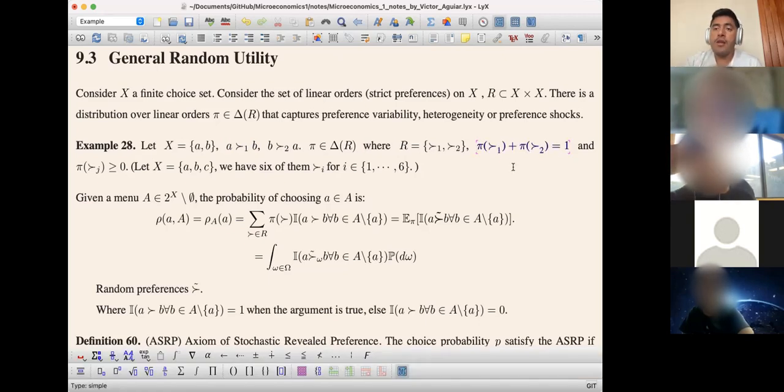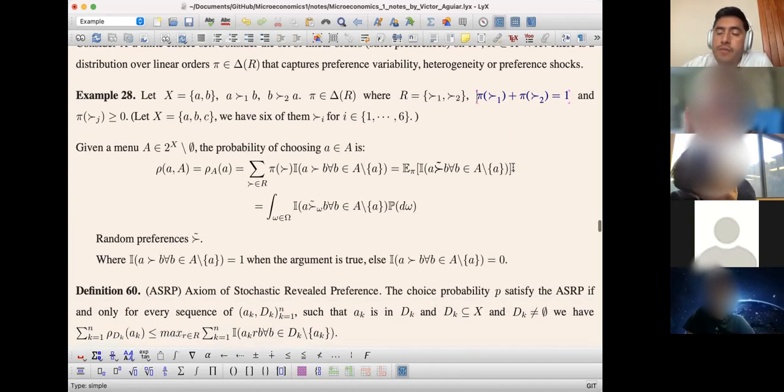Okay, now the individual interpretation of randomness is essentially you are a decision maker. Now you have unstable preferences governed by a distribution pi, right? So pi is measuring the fraction of times you as a decision maker are governed by preference of type 1, right, and of type 2. Okay. Thanks a lot. Okay, great.